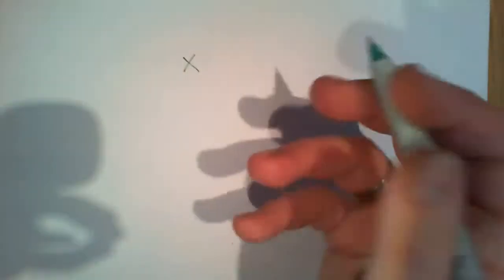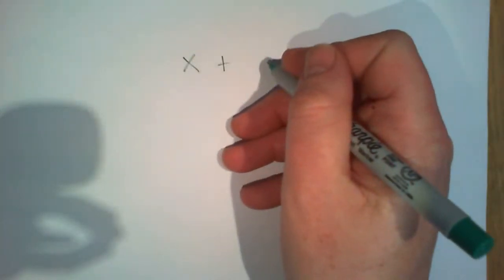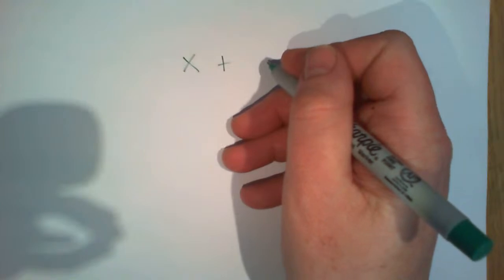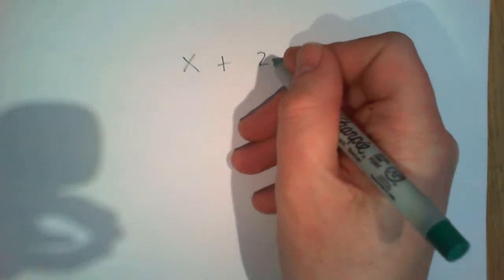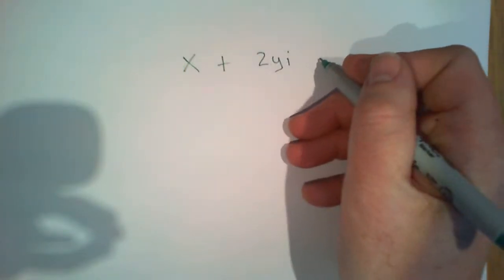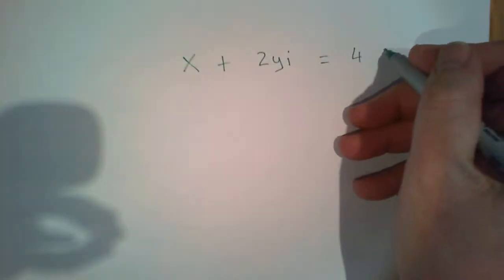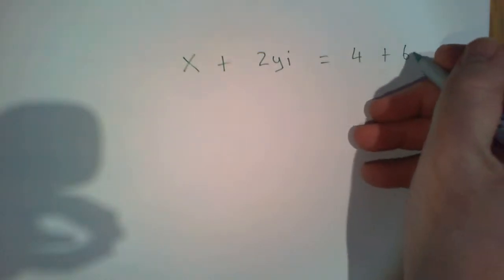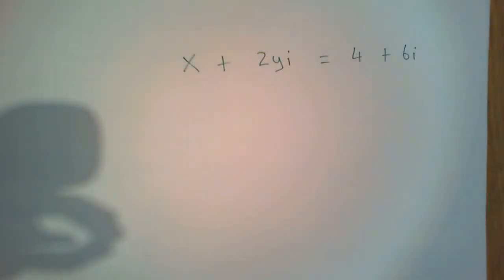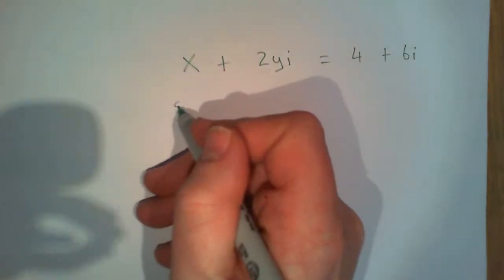Right, hello. So today we're going to have a look at the equality, for want of a better word, of complex numbers. To put it into the easiest kind of parlance, imagine you have an expression that looks like this: x plus 2yi equal to 4 plus 6i. And you're asked to solve for x.